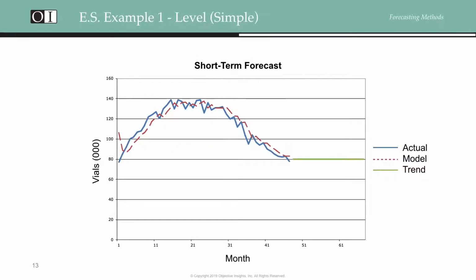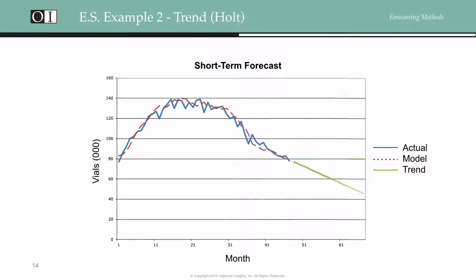So here's the first example, and it's using simple exponential smoothing, which is one parameter. And with that one parameter, all we get is the level. You can see the blue line is the historical data. The red dashed line is the model we've created. And then the green solid line is the trend. The trend has no slope and it has no seasonality. All we get is a level right at 80,000 vials. So you can see that the trend is flat.